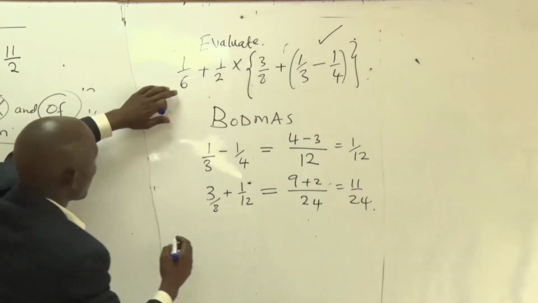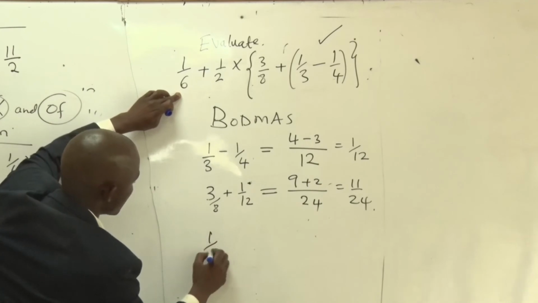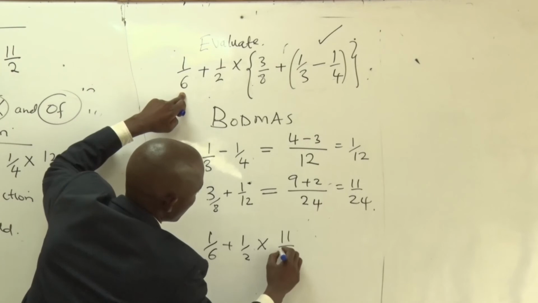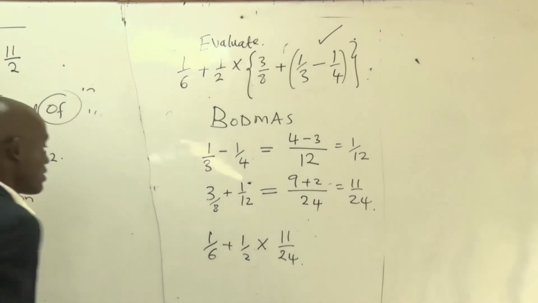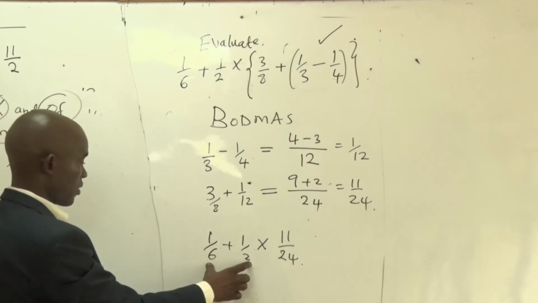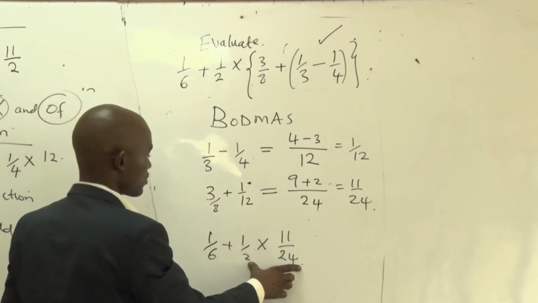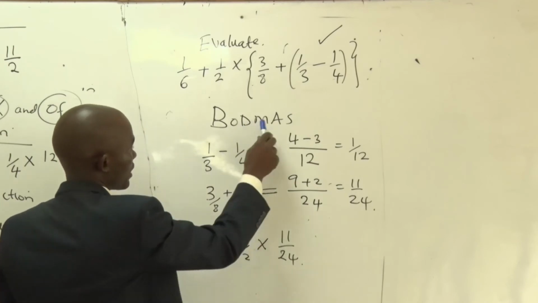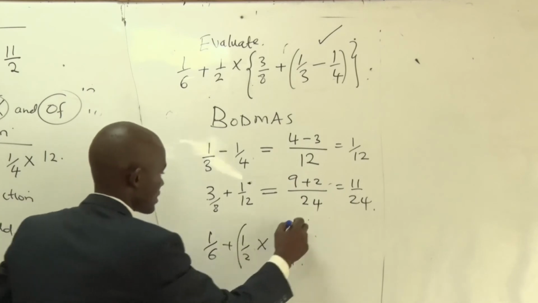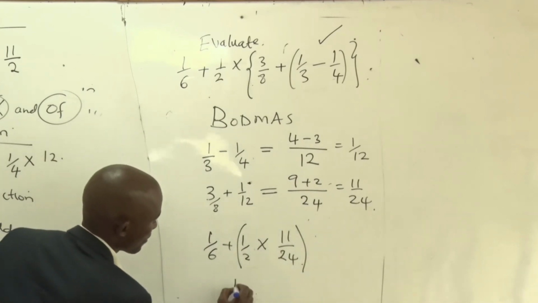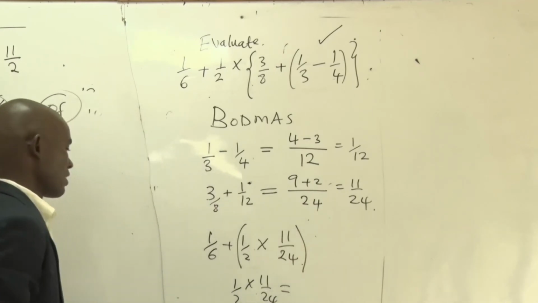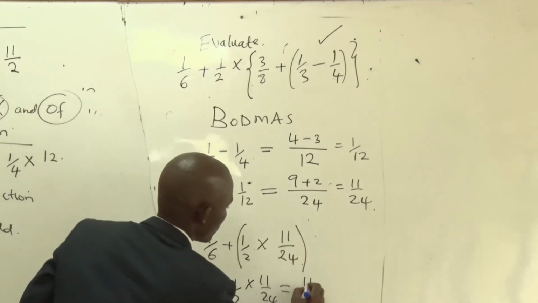Remember now, our question reduces to 1 over 6 plus a half times 11 over 24. Once you are done with that, we still apply BODMAS. You cannot start from this point. We are now dictated to use multiplication. Multiplication comes earlier than addition. So we shall take this: a half times 11 over 24 is the same as 11 over 48.